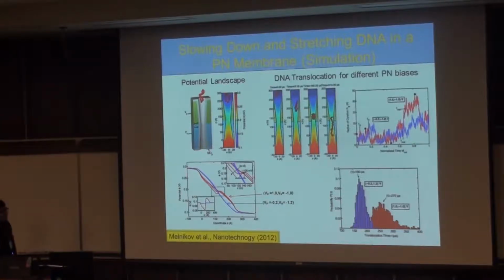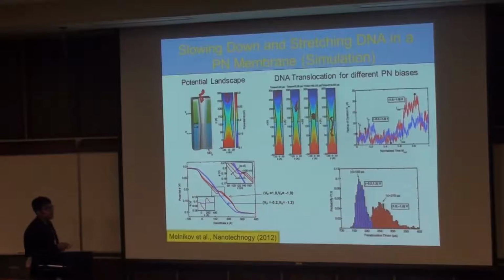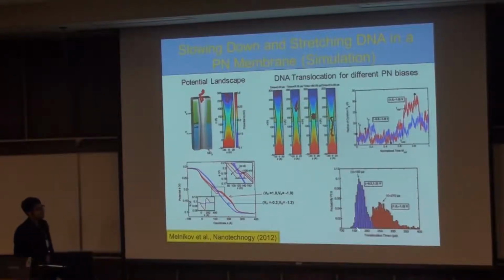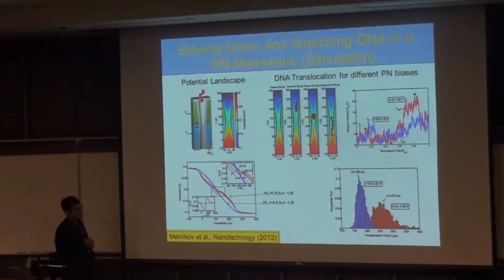This is a plot of the translocation probability as a function of time. The blue curve is the crumpled form of the DNA passing through quickly in one shot, and these red events are the elongated DNA taking a longer time to pass through.